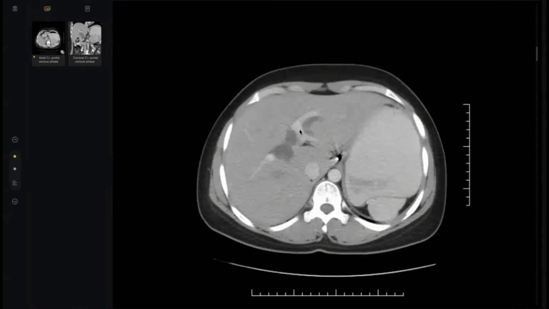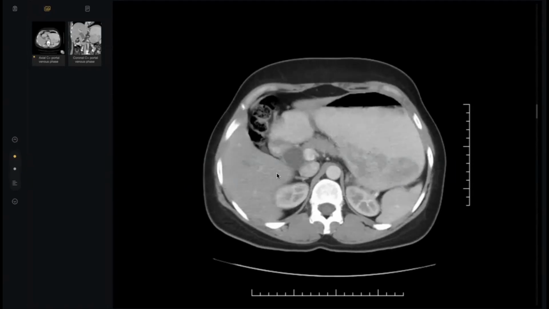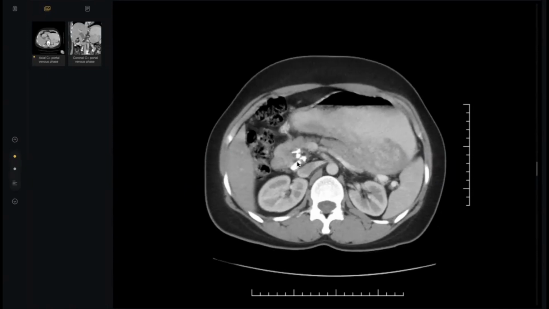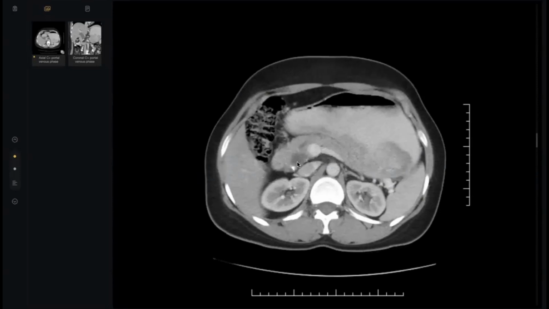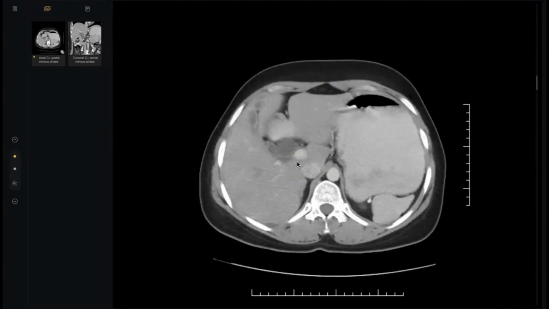Start here. Follow it. There is dilatation of the intra and extrahepatic biliary channels, and I can see that there are multiple chunky areas of calcifications involving the.